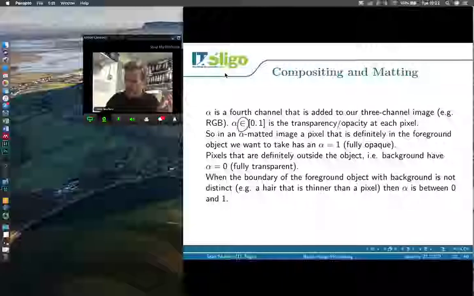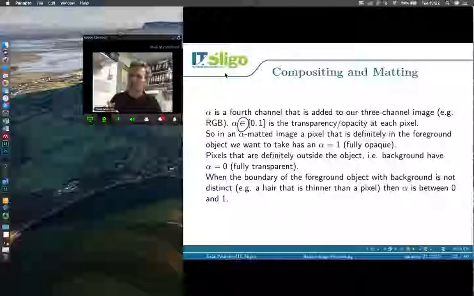So again, we have alpha, which is an element of the range 0 to 1. So we decide what percentage of our alpha, or what proportion of our image, is going to be included in the composite image in the end. So this is the transparency or opacity at each pixel.